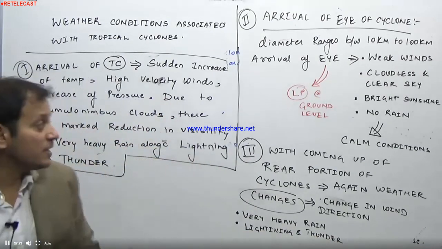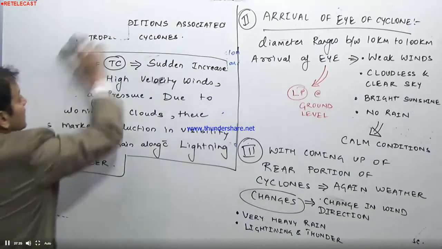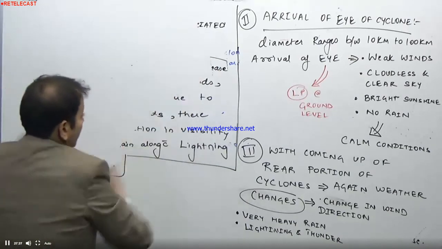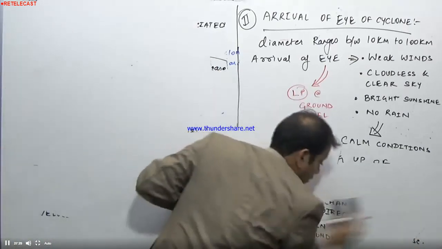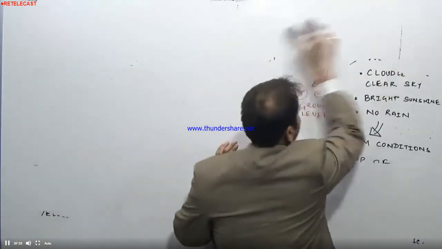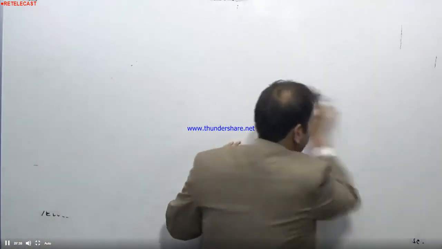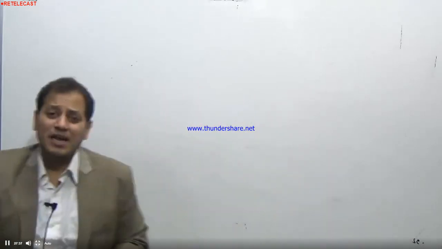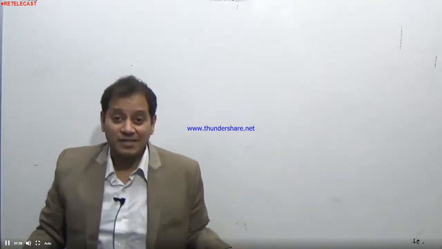direction. So the weather conditions associated with the tropical cyclone are first the arrival of a cyclone, weather deteriorates, then the weather suddenly becomes good again with the arrival of an eye of a cyclone, and the weather again becomes bad with the arrival of a rear portion of the cyclone.